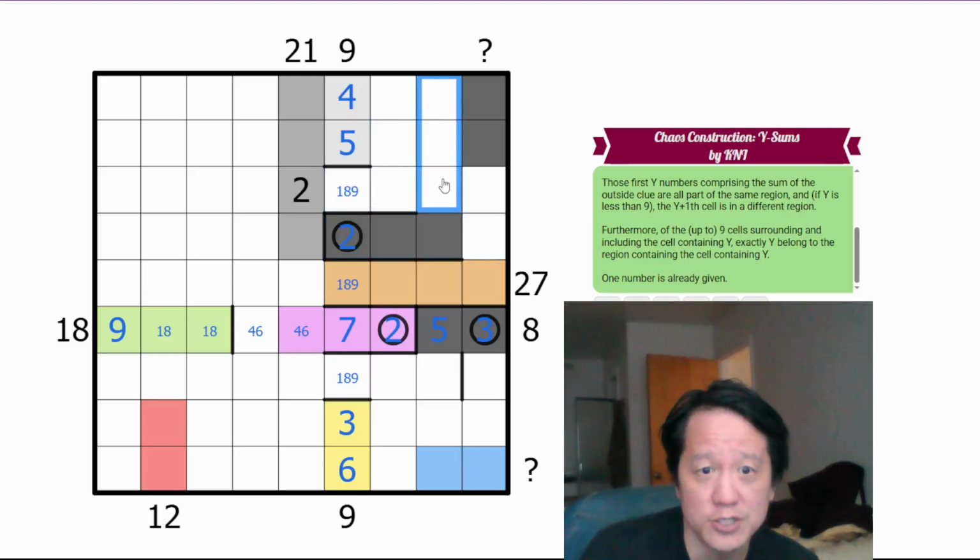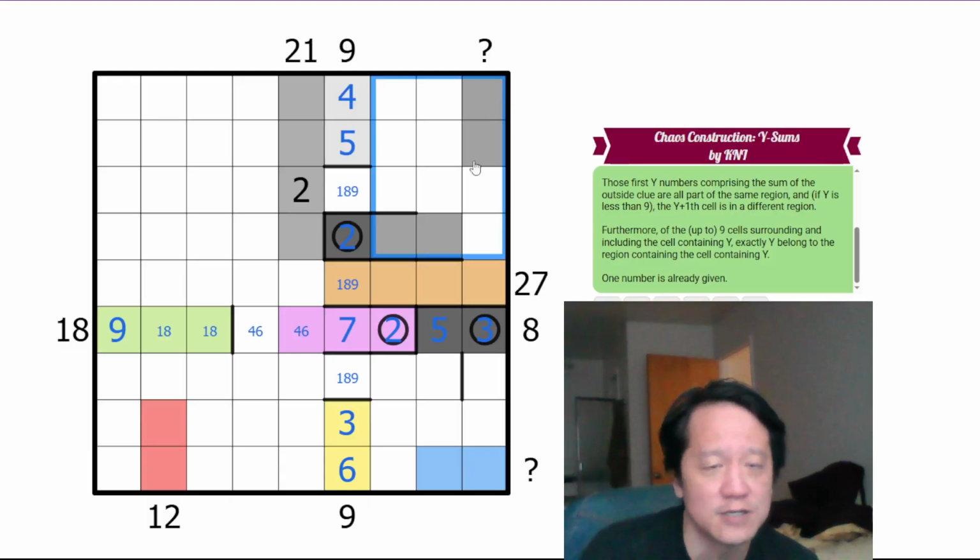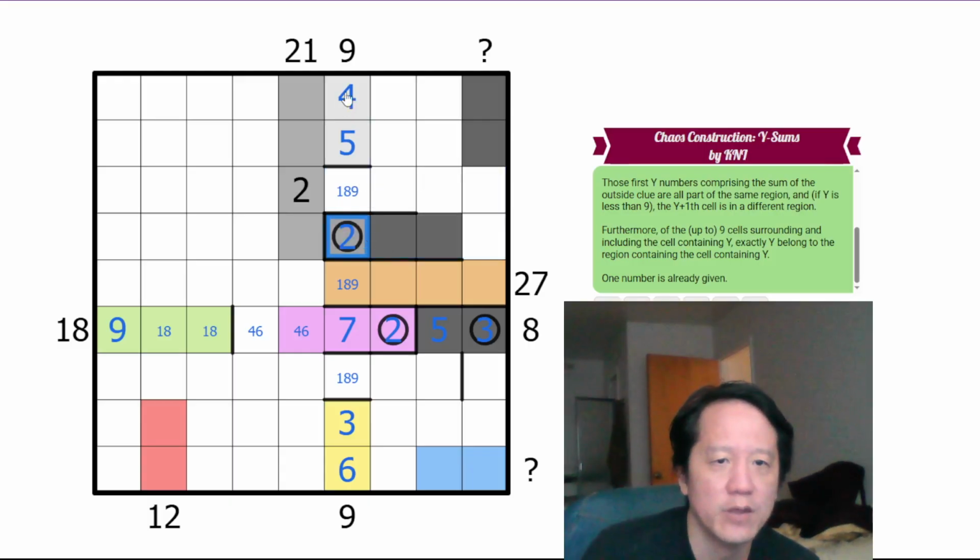That's 2 separate regions in not very much space. 14 cells. And that's not possible. So that's why these have to be separate regions. If we try to have this as a separate region than this, that's not going to work either. So we definitely know these are separate regions.